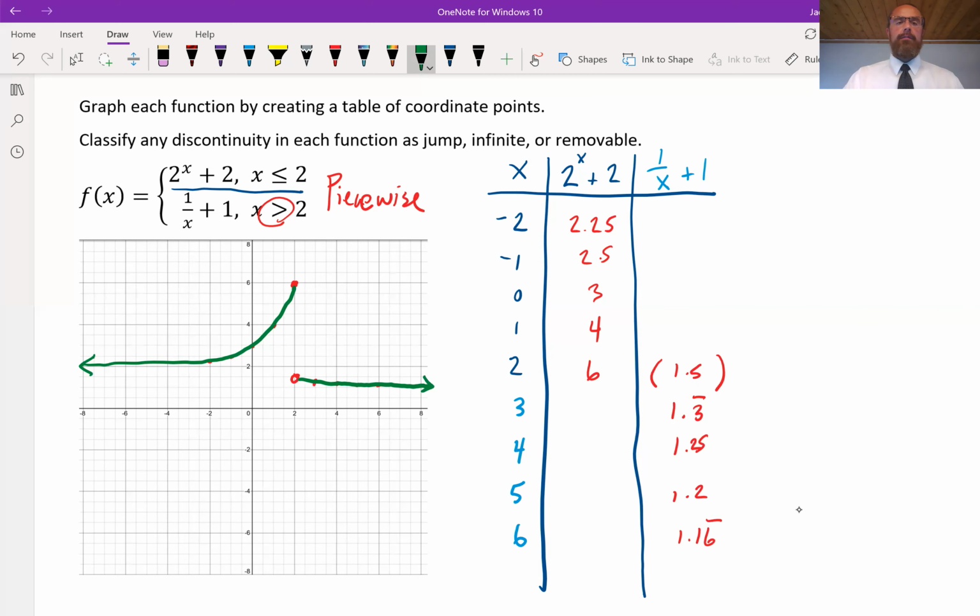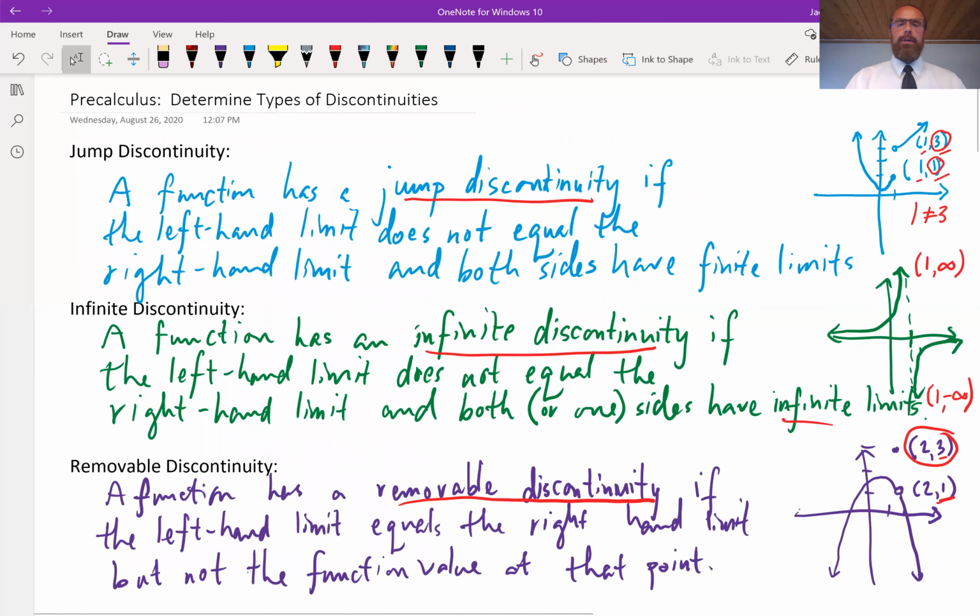Now we want to classify the discontinuity as a jump, an infinite, or removable discontinuity. So recall the way that we had defined those three. We'll go back up to our definitions. Jump discontinuity is if I've got finite limits from the left and from the right, but they're not equal. Infinite is if I've got infinite limits. And a removable is if the limit's there, but at that point the function has a different value.